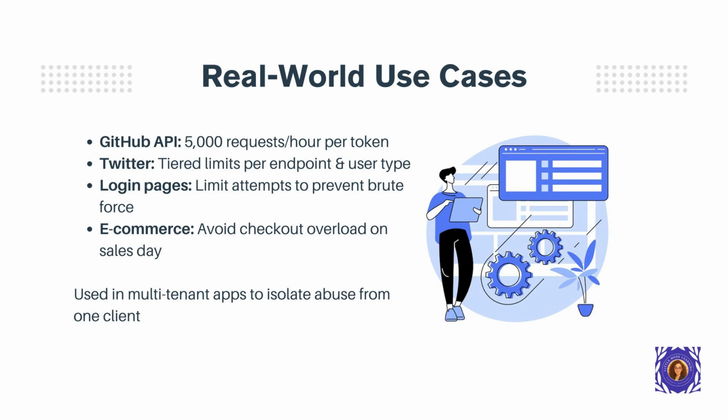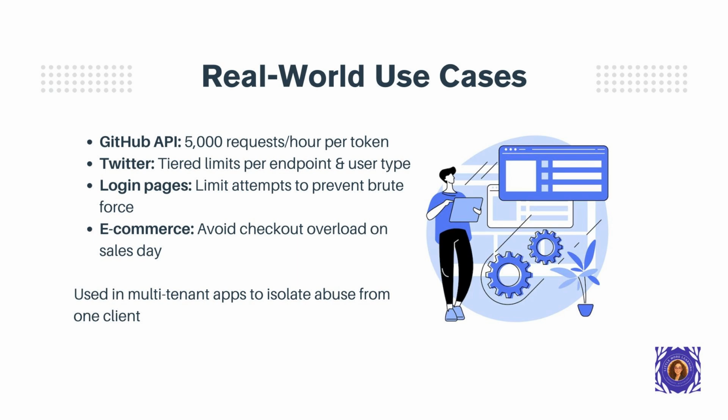GitHub API. A classic example. GitHub explicitly imposes rate limits on its API, typically allowing a maximum of 5,000 requests per hour per authenticated token or client ID. This prevents automated scripts from excessively scraping data or overwhelming their services.